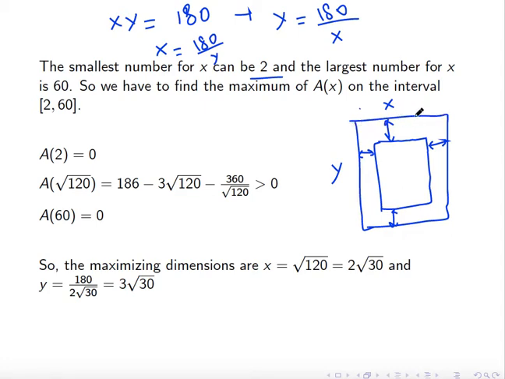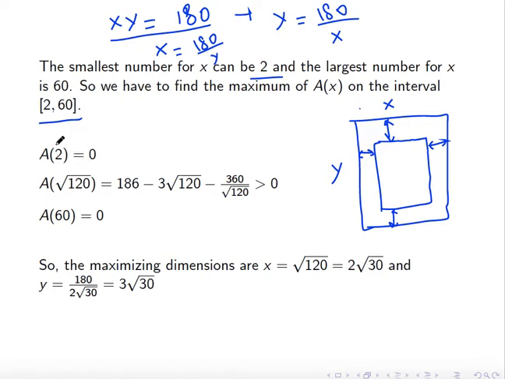Because the larger x is, the smaller y becomes, because of this connection that they have with each other. So it means that we want to maximize this function on a closed interval, 2 to 60. Remember, by the extreme value theorem, because the function that we had is continuous on this interval, it's not continuous everywhere, but it's continuous on this interval, it means that we can find an absolute maximum on this interval.